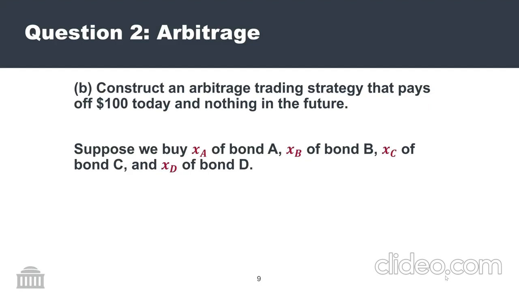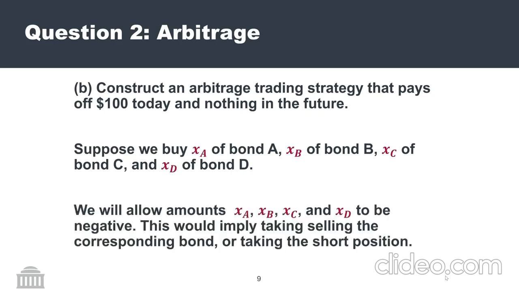So we're going to assume that we're buying XA amount of bond A, XB amount of bond B, XC amount of bond C, and XD amount of bond D. We will allow for these amounts XA, XB, XC, and XD to be negative. This would imply that we are taking a short position, or we're selling the corresponding bonds.